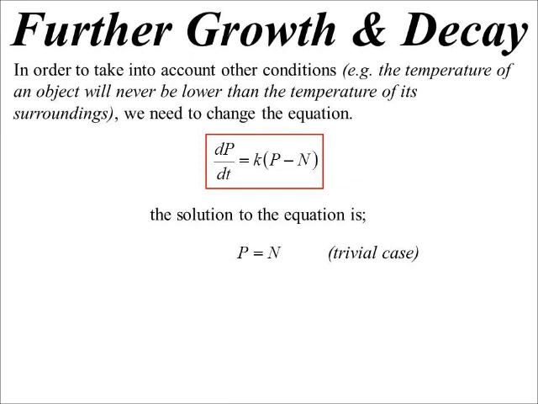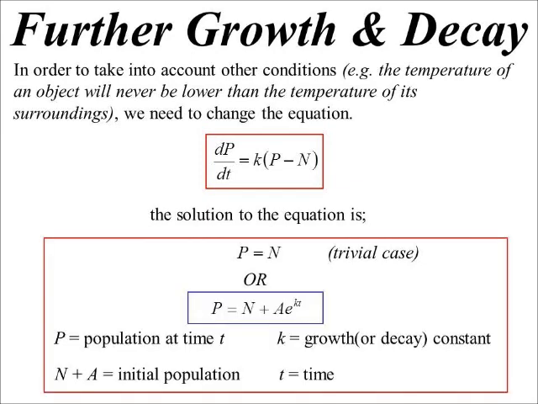The one we're interested in, and the one we would write down, would be this one. As I say, it's our exponential curve, but it's been shifted up to N, whatever that external condition is. P represents the population at time t. N plus A will become the initial population, because if you were to sub in t equals 0 there, you'd get N plus A. K, once again, is your growth or decay constant. T, again, is time. So that's how we've modified it to take into account some sort of external condition.